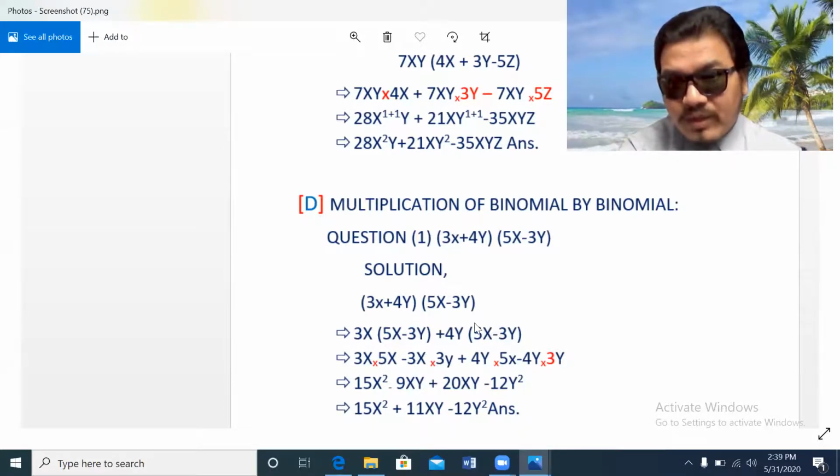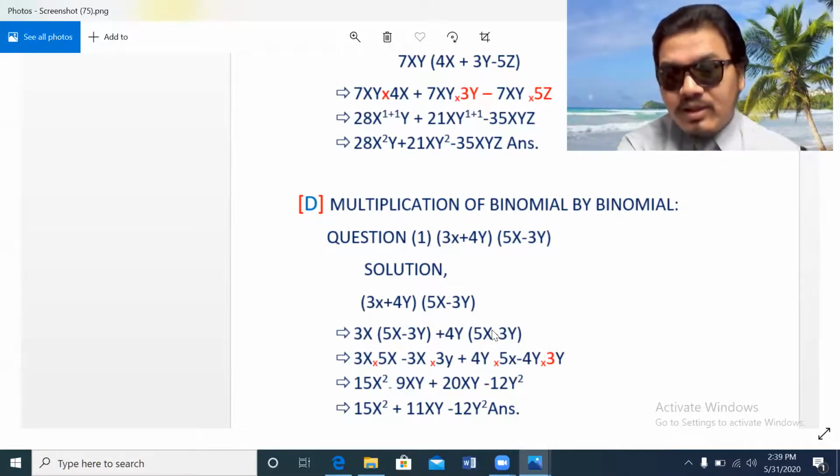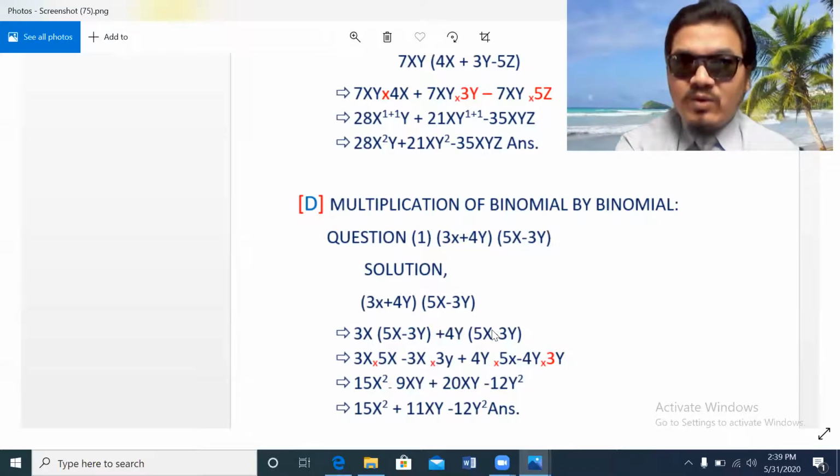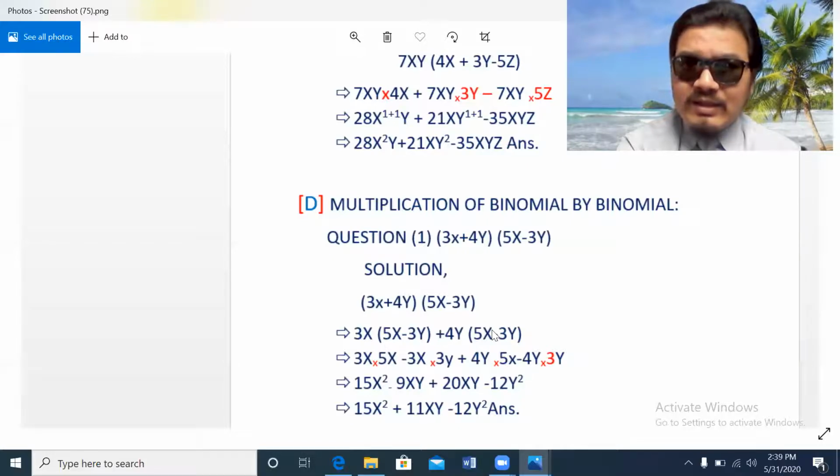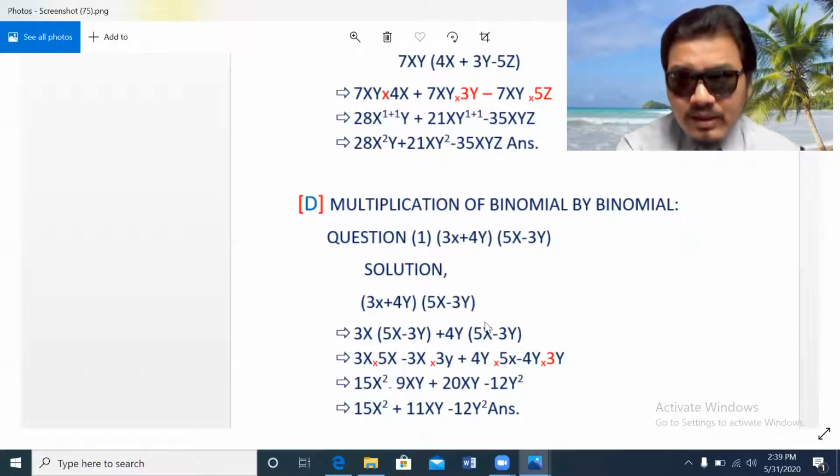Please, when you open the bracket, don't forget to multiply this plus sign with this minus sign. Plus and minus, when you multiply, it will be minus, because they are different. One is plus, another is minus. That's why when you multiply opposite signs, it will always give you minus. This is plus, this is minus, that's why it will also be minus.